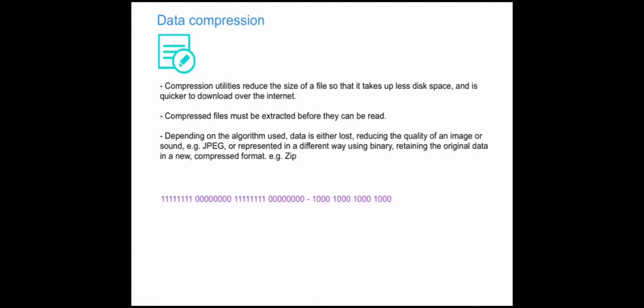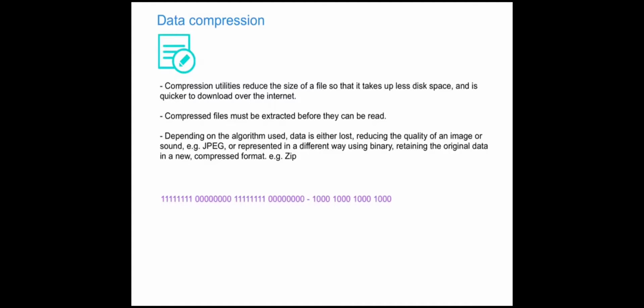You need it to be streamed, and there would just be too much data, especially with high quality videos, for that to happen if the video was not compressed. Now, depending on the algorithm used, data is either lost during this compression process, which reduces the quality of an image or sound, and for example JPEG is a typical algorithm that would do this, or the data is represented in a different way using binary, retaining the original data in a new compressed format, and zip is an example of that.